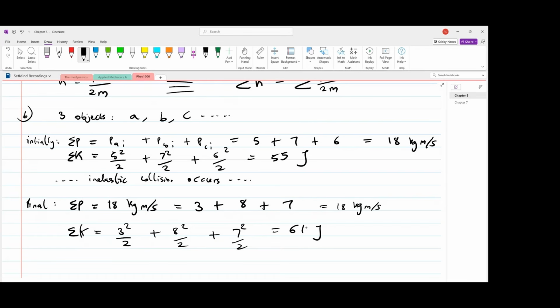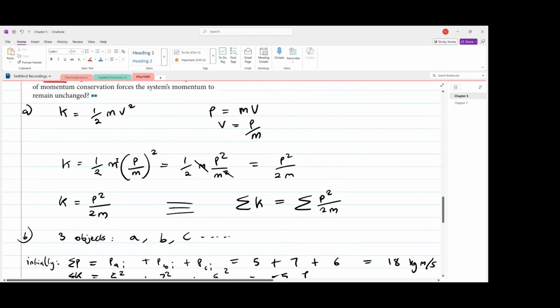So what can we see here? We can see that after this collision, the momentum stays the same, but the kinetic energy changes, and that is because of the squared. If there was no squared and it was just plus, plus, plus, then nothing is going to change. I hope you can see that. Also, if it was a single object and not a system of objects, then kinetic energy cannot change, right?